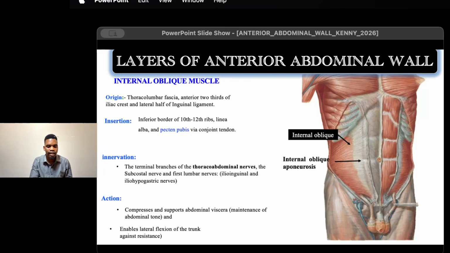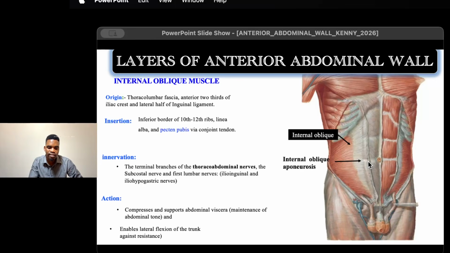I think more of the action, and they're more likely to be asked than the origin and insertion. But it's far better also to know the origin and insertion of these muscles. Yeah, so that is the internal oblique abdominis, origin and insertion.